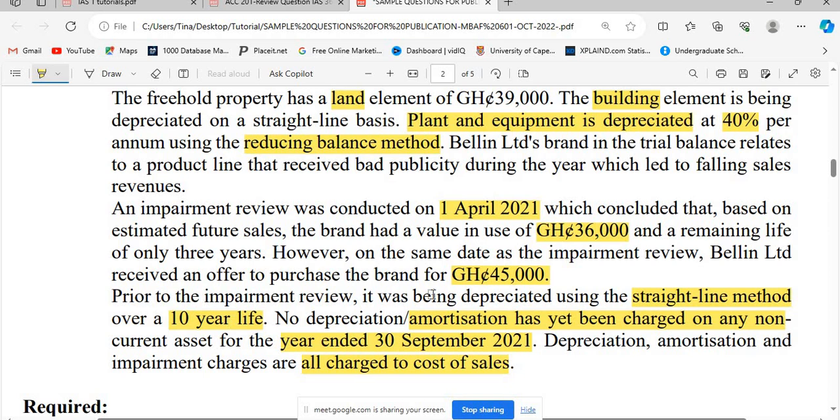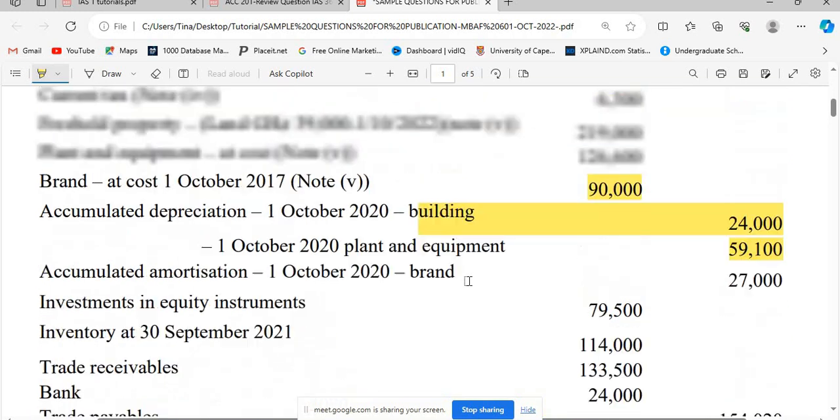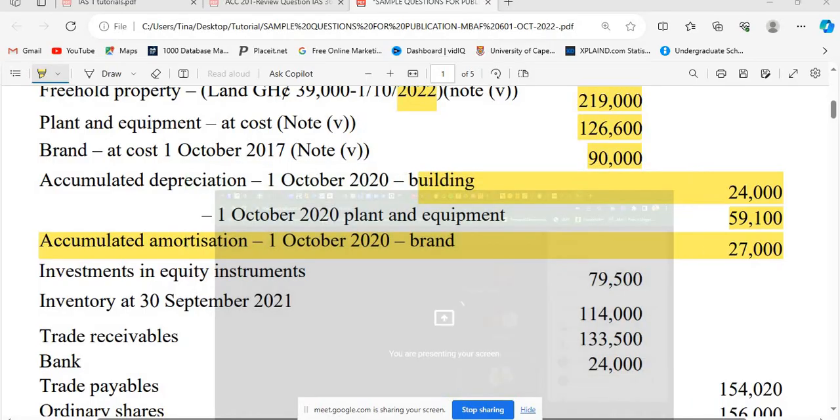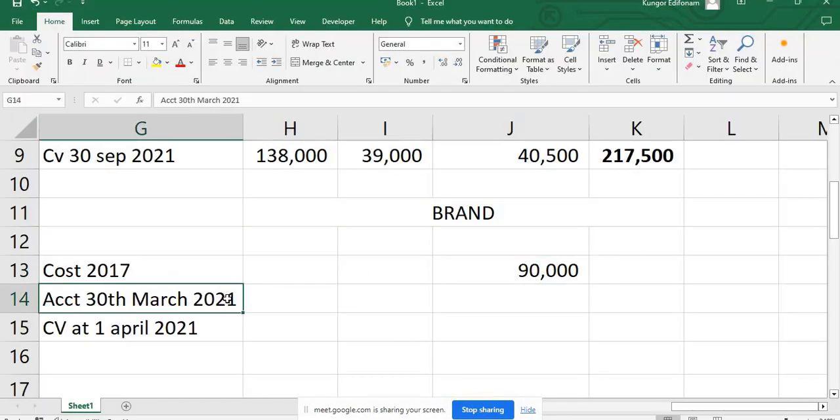Prior to impairment review, it was being depreciated using the straight line method. So let's check if there was any accumulated amortization. Okay, we have it here. This is assets at 1st October 2020. So this is exactly 3 years, which means that after 1st October there hasn't been any amortization calculated. So now let's change this date to 1st October, since we already have that. If we were not having it, we would have calculated it. So this will be exactly 3 years.